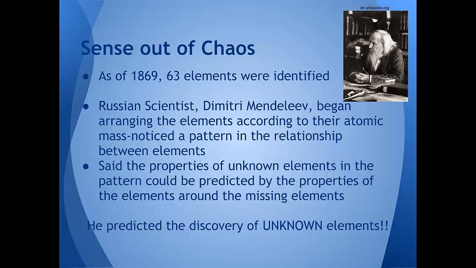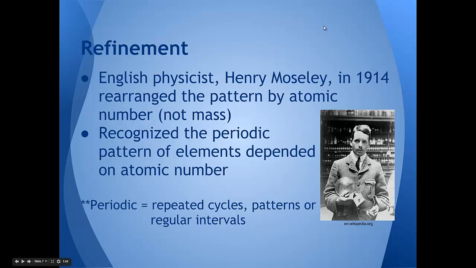So he predicted the discovery of unknown elements. He didn't know they existed, but he knew they had to because they needed to fit and fill those gaps in the pattern. After him, English physicist Henry Moseley, in 1914, rearranged the pattern by atomic number.